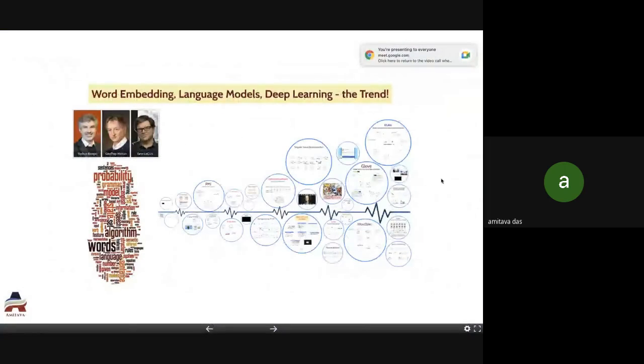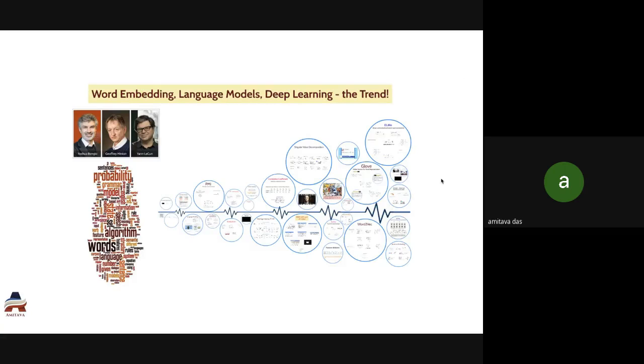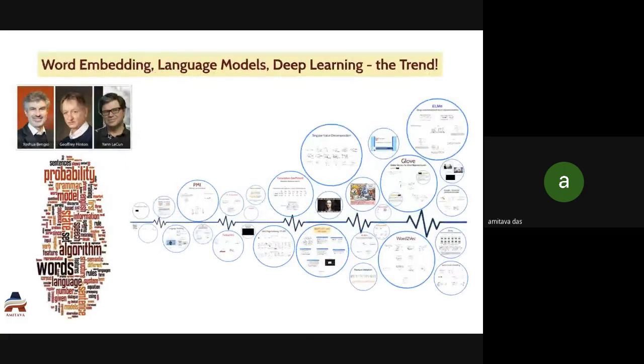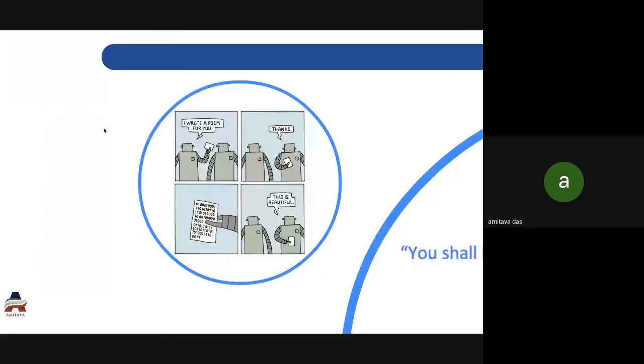Okay, so the talk title is Word Embedding, Language Model and Deep Learning, the trend. I'm starting with this picture of three gentlemen who got the Turing Award last year for their contribution to deep learning and neural networks. So let us get started here.